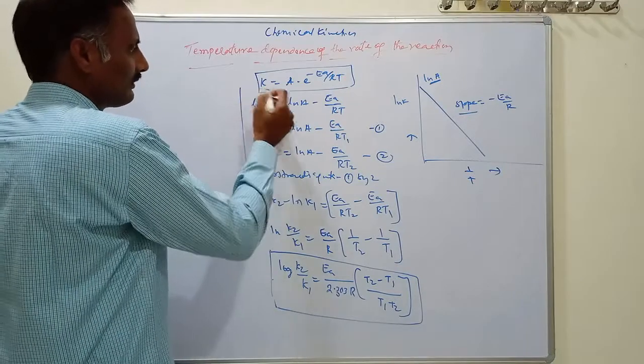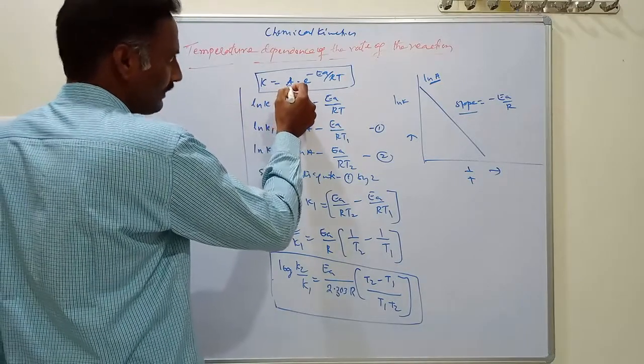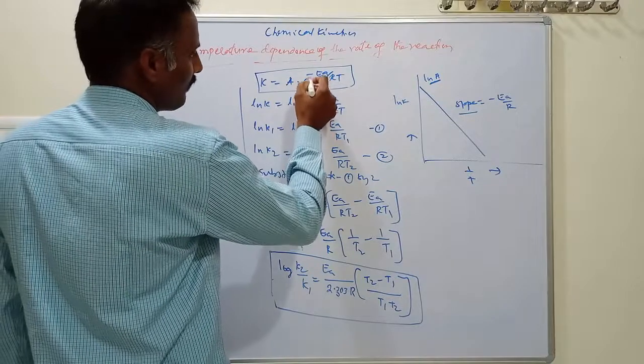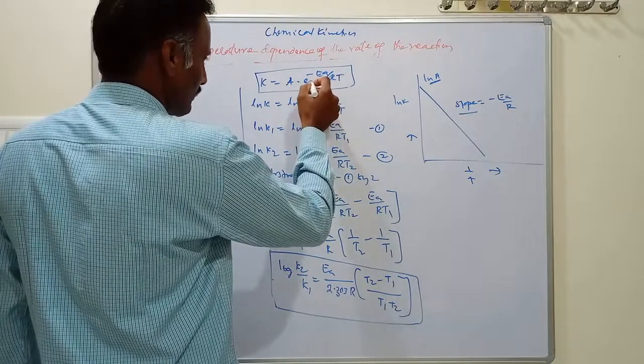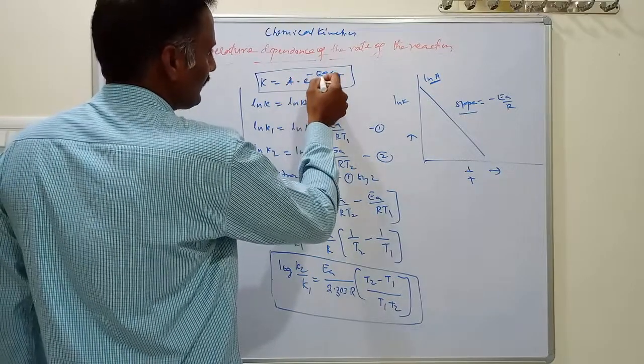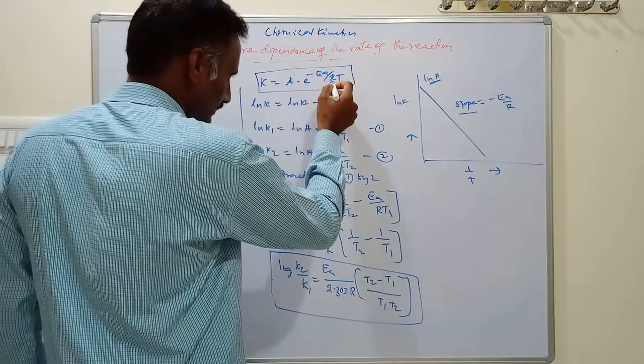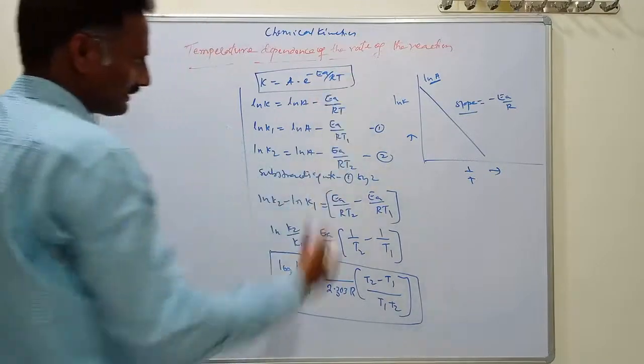K is the rate constant. A is the Arrhenius factor. e to the power of minus EA by RT is called the exponential factor. EA is the energy of activation. R is the gas constant, and T is the temperature.